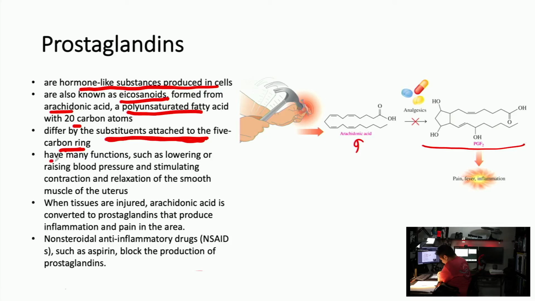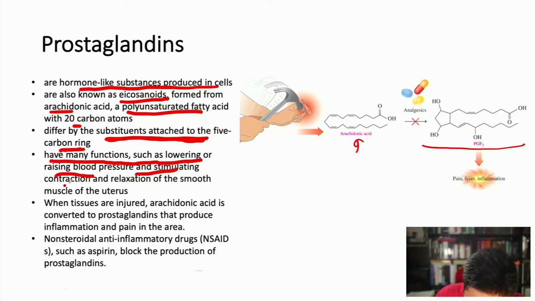So prostaglandins have many functions, such as lowering and raising blood pressure, and stimulating contraction and relaxation of smooth muscles of the uterus. I didn't actually know that. That's interesting. But when tissues are injured, arachidonic acid is converted to a prostaglandin, and that is what produces inflammation and pain in the area, right?